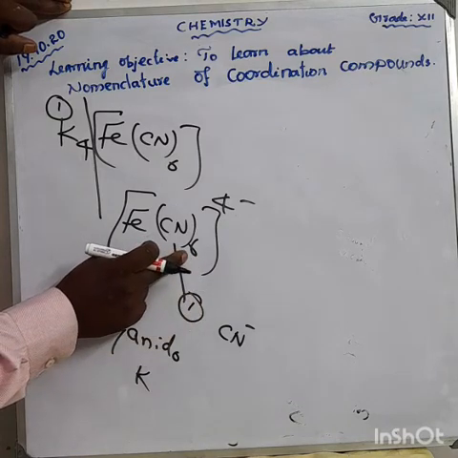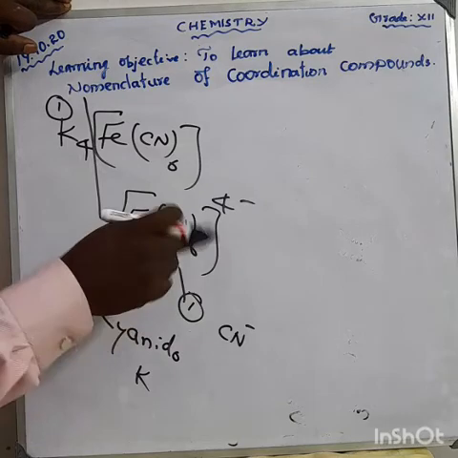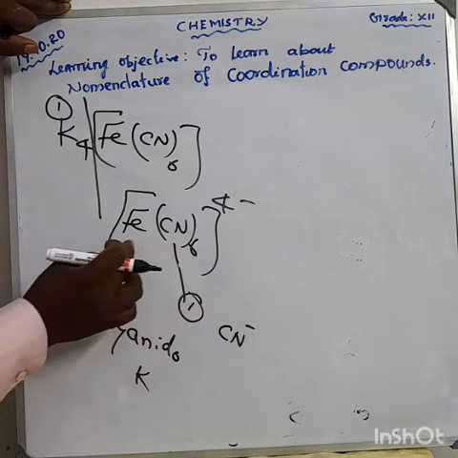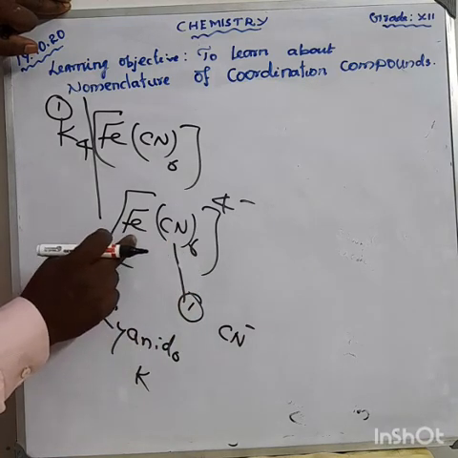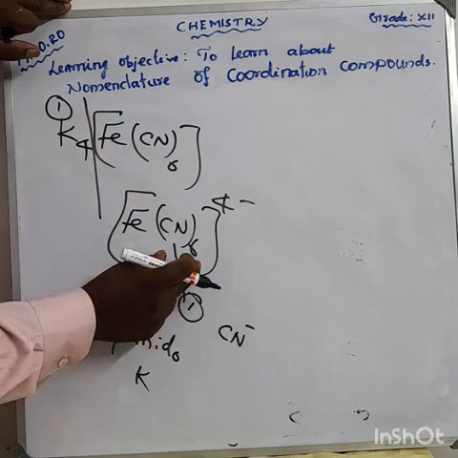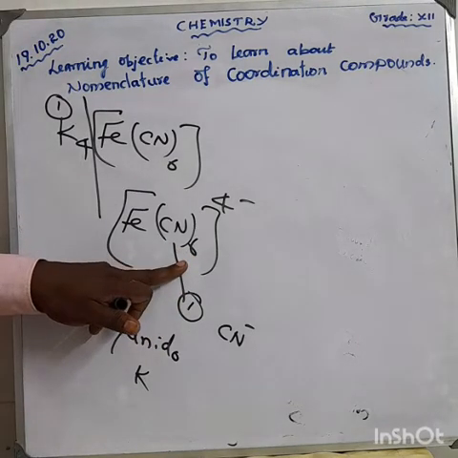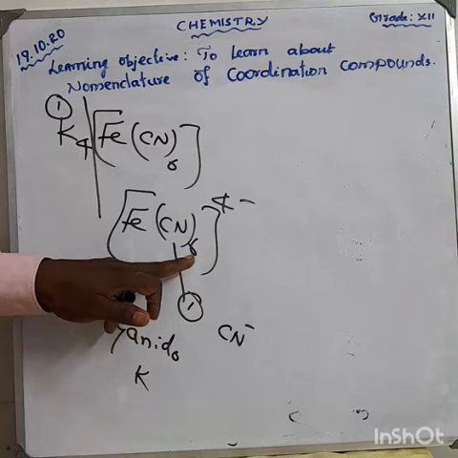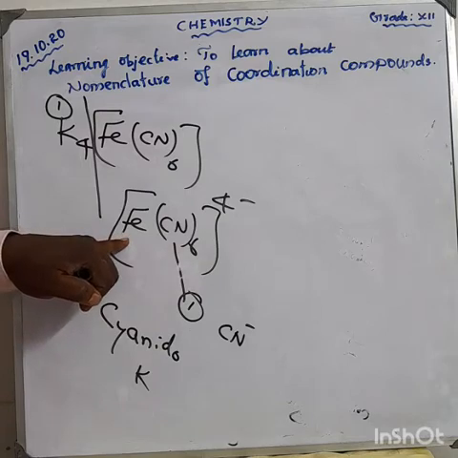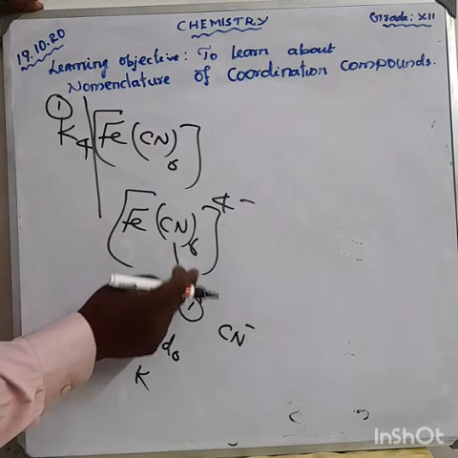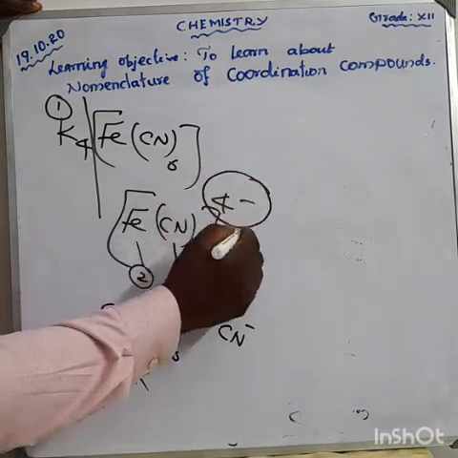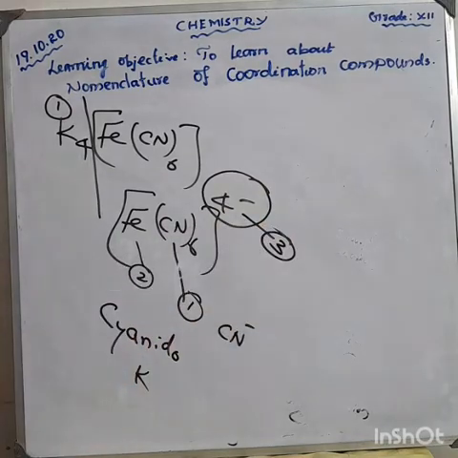Here you should say the name. How many cyano are there? 6, so 6 means we are using hexa. Hexacyano. Next goes to the Fe ion, the Fe metal. First one goes to the ligand. How many ligands are there? 6 ligands. After the ligand, next goes to the central metal ion. First priority goes to the ligand, second to the central metal ion, third goes to the charge.